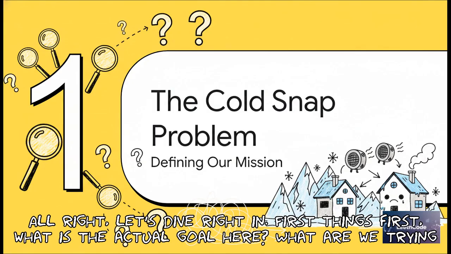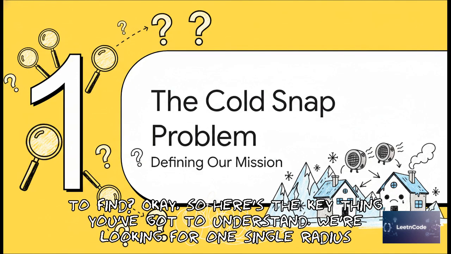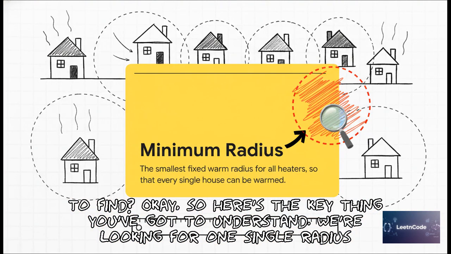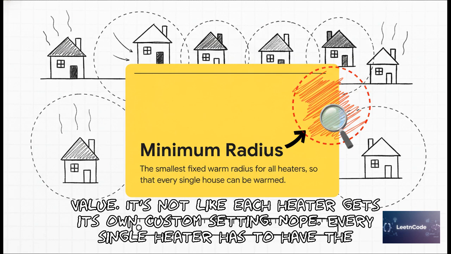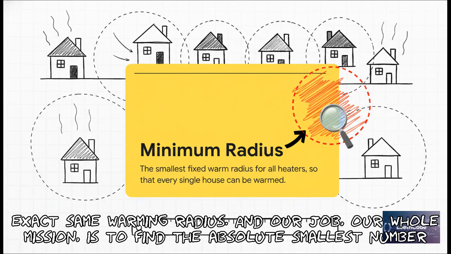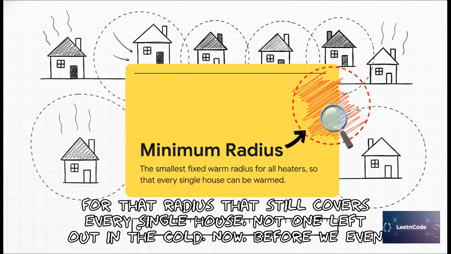All right, let's dive right in. First things first, what is the actual goal here? What are we trying to find? Okay, so here's the key thing you've got to understand. We're looking for one single radius value. It's not like each heater gets its own custom setting. Nope. Every single heater has to have the exact same warming radius. And our job, our whole mission, is to find the absolute smallest number for that radius that still covers every single house, not one left out in the cold.